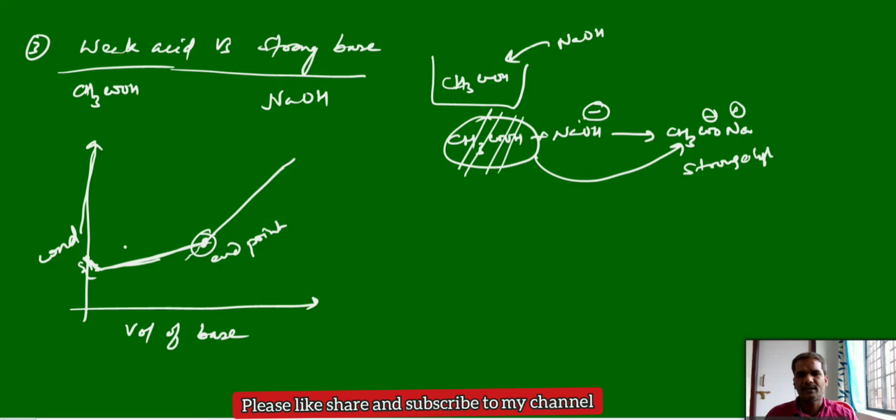So here to here, this portion of the graph indicates the conductance due to acetate ions, the formation of sodium acetate, so that graph increases, and this is due to the excess OH- ion concentration. Anyhow, this is the end point. You will get the graph like this.